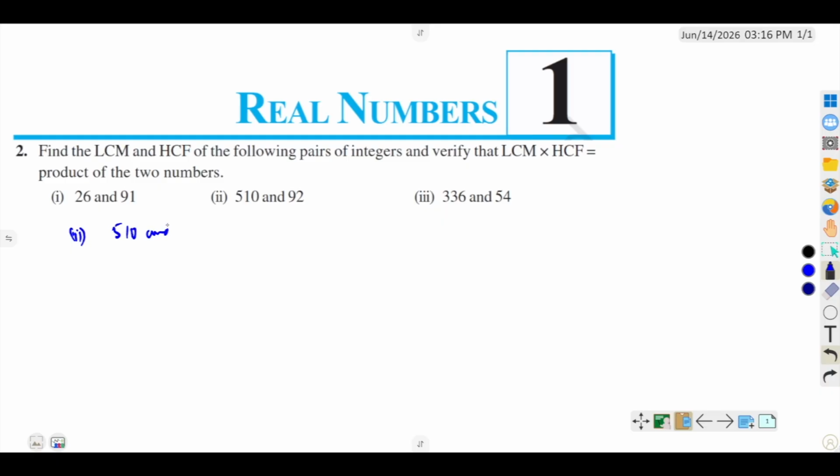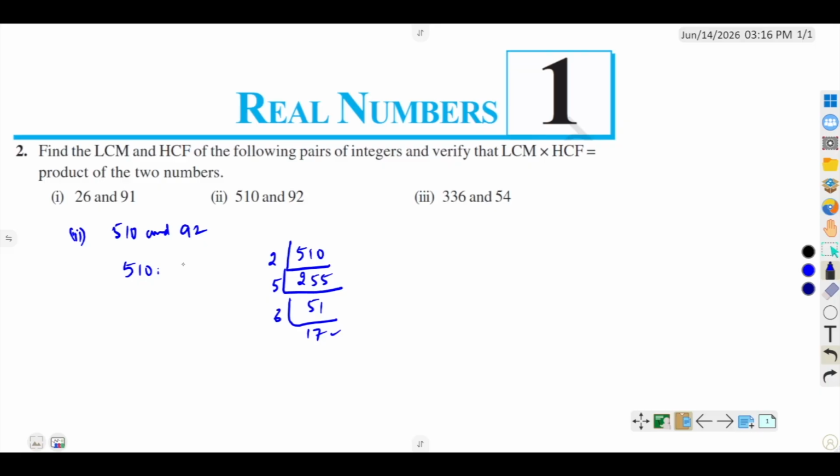Number 2, another pair of numbers is 510 and 92. So 510, let's write that into prime factors. You need to do it on the side here. It is ending with 0, so it is divisible by 2, so 255. Ending with 5, I'll divide by 5, so I'll get 51. Now 51 is divisible by 3, so 3 17s are 51.